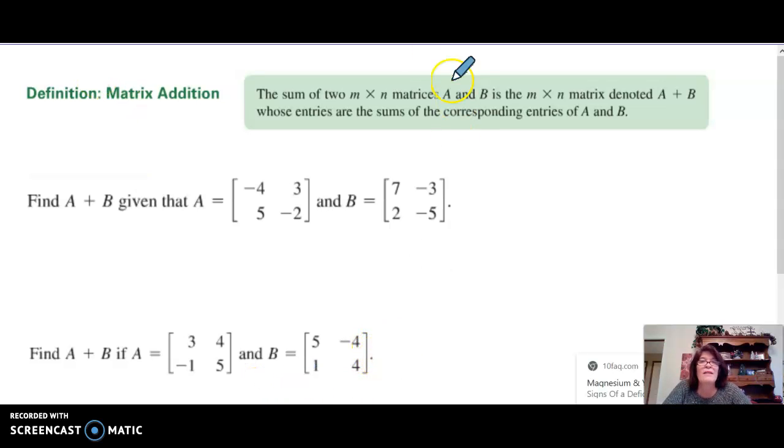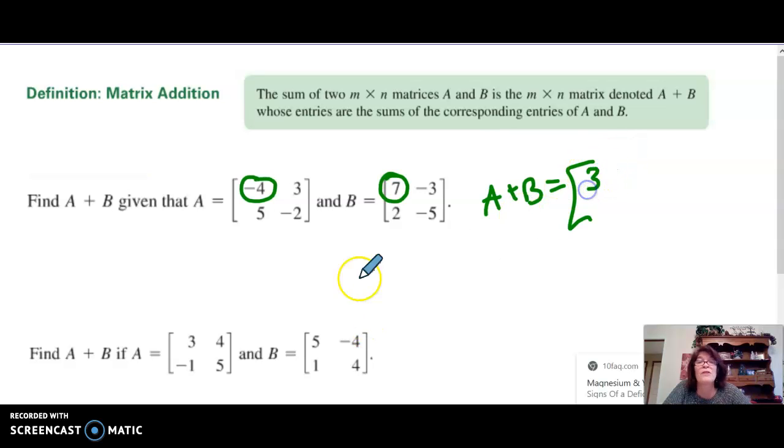Okay, matrix addition. Oh, you're going to love this. Literally all you do is add corresponding parts. Is that beautiful? A plus B. The first row, first column is going to be the sum of the first row, first columns. -4 plus 7. That's all I have to be able to do.